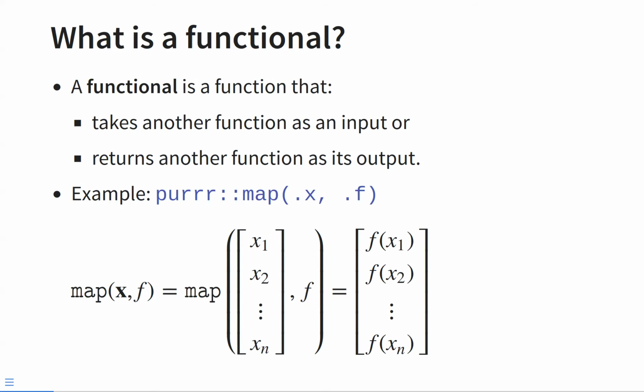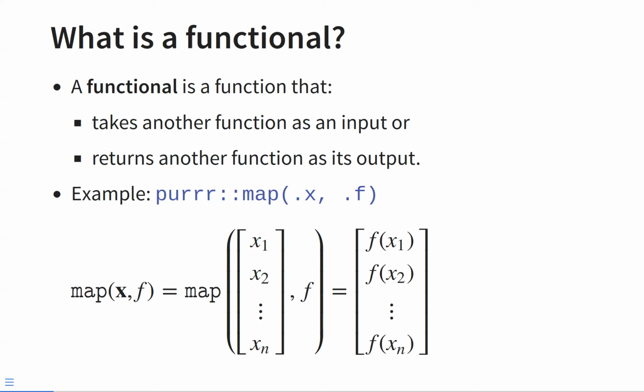Let's start off with the basics. What is a functional? purrr is all about functionals, and a functional is a function that either takes another function as an input or returns another function as its output. A key example is the map function from the purrr package.